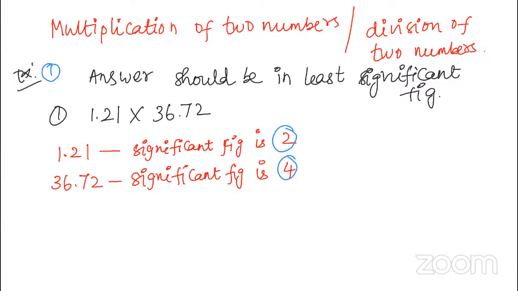Yes, it is 4. 36.72, the significant figure value is 4. Okay, now I can give the options. For option A, it is 44.431. And for option B, it is 44. And for option C, it is 44.4.